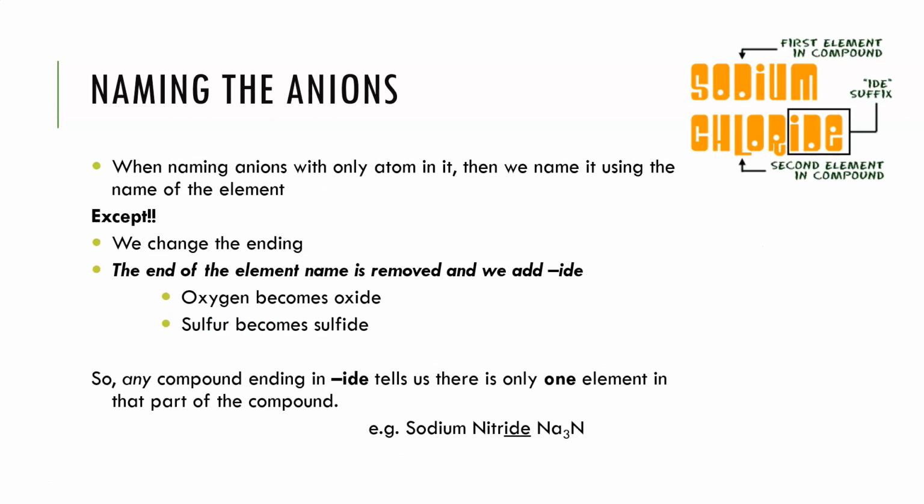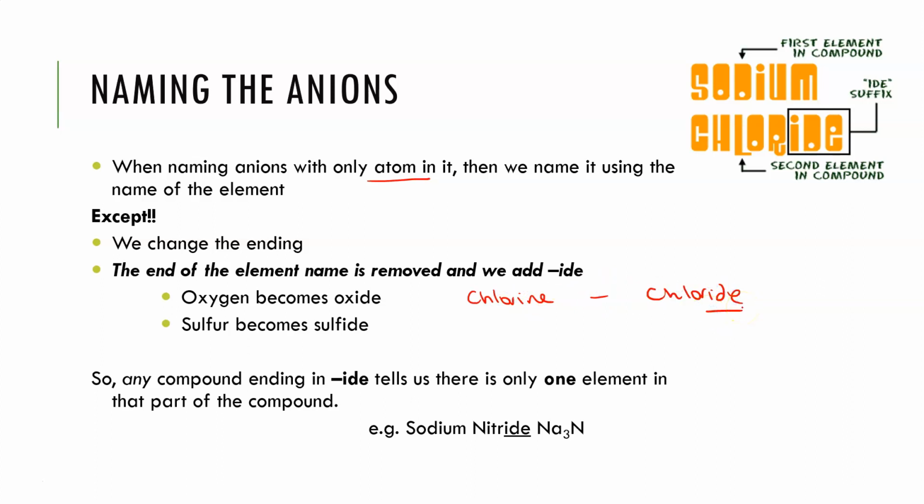When we name the anion, things get a little bit more dependent on the suffix of our word, so the ending of our word. So if it only has one atom in it, then we name it using the name of the element, except we change the ending. So oxygen would become oxide, sulfur becomes sulfide, and as we saw before, chlorine will become chloride.